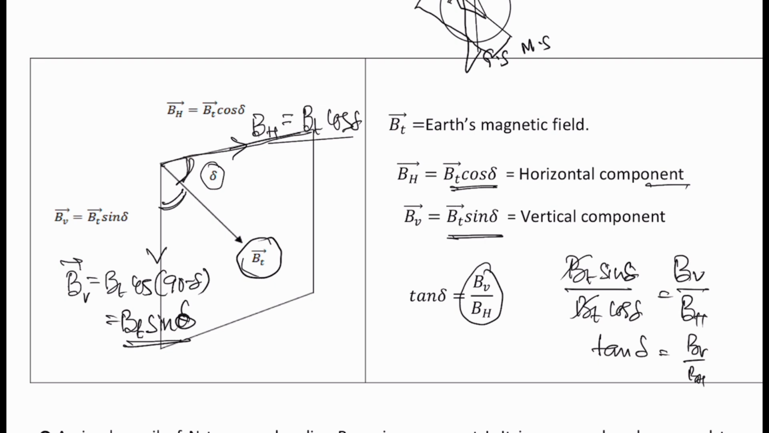Also, from the law of parallelogram of vectors, we can show that BV square plus BH square is equal to BT square, correct? If we square and add these two, we get BT square sin square delta plus BT square cos square delta. BT square is common, and sin square delta plus cos square delta is 1. So it is BV square plus BH square, correct? So this is how the vertical and horizontal components are related to the magnetic induction vector BT.